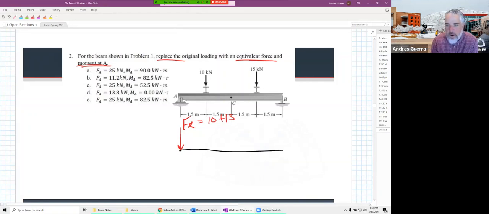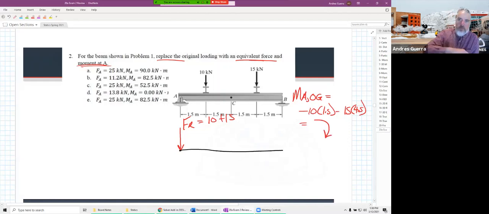Now, in our original system, remember, we had found in the previous problem that the moment about A of the original was minus 10 times 1.5 and minus 15 times 4.5. And so we know those applied forces create a moment that's going clockwise, because it's a negative, right? We get a negative, and we know that positive is going counterclockwise. Well, we lost that tendency to rotate when we moved F_R all the way over to here, right?